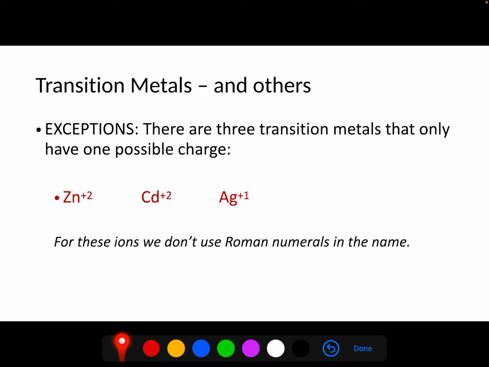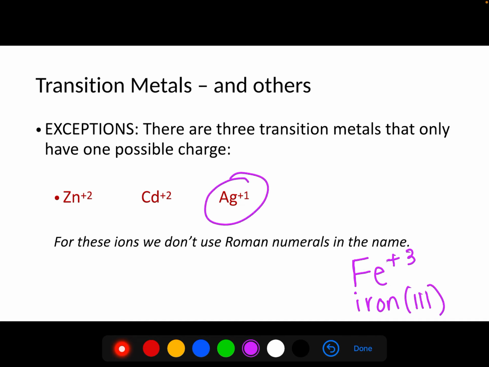So there are three transition metals that only have one possible charge. But for the rest of the transition metals, we're going to use Roman numerals in the name. So, for example, if we have iron, Fe, and iron has a positive 3 charge, the name of iron 3 is going to be iron 3. But silver here, for example, is not going to be silver 1. It's just going to be named silver.